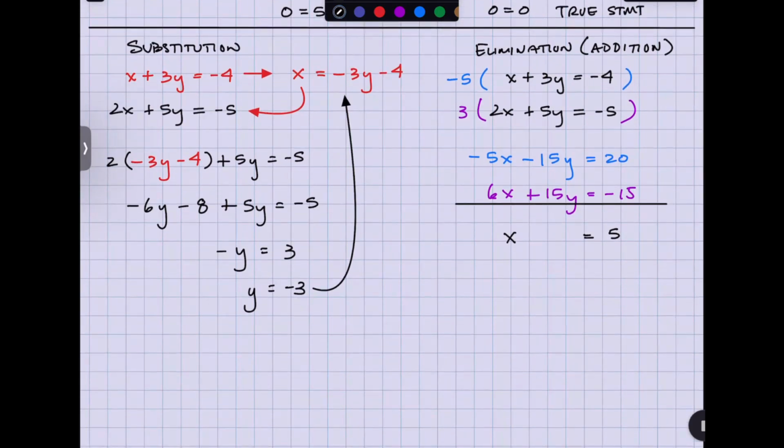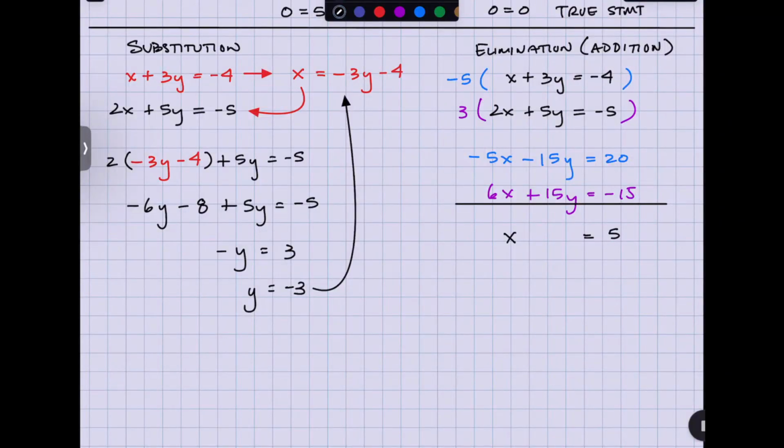Are we okay here? So far, pretty much a review. Right? I could also type these two equations into the graphing calculator, and it'll intersect at 5, -3 as well. Okay? Any questions there?